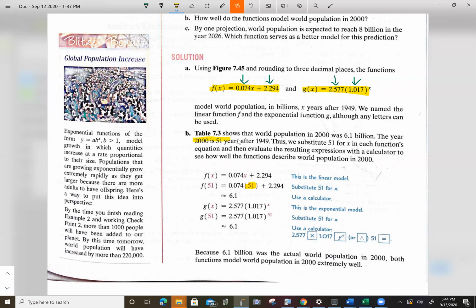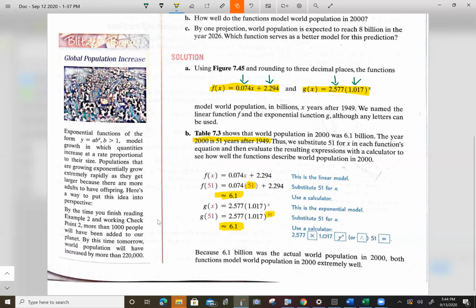So 2000 is 51 years after 1949. When they put in 51 into our linear relationship, their output is approximately 6.1 billion. When they put in 51 into our exponential relationship, they also get approximately 6.1 billion. So during that 51 years, both the linear model and the exponential model worked, but we're looking at a very small piece of the graph, and you're not sure what's happening after that.